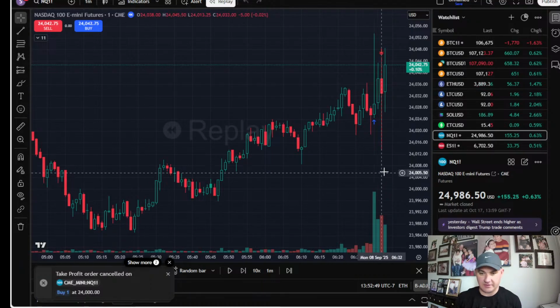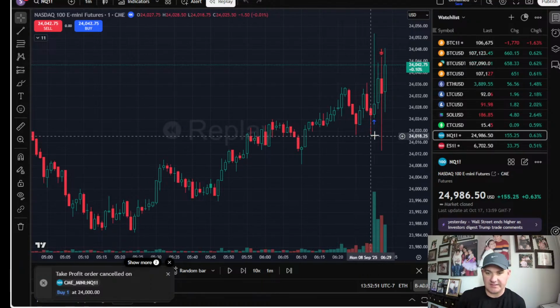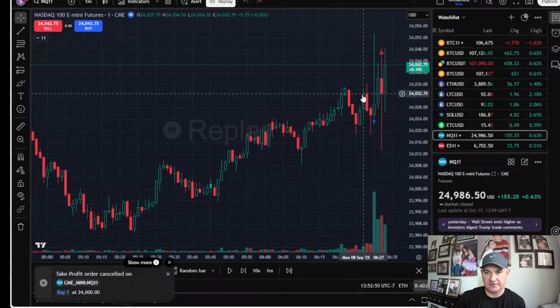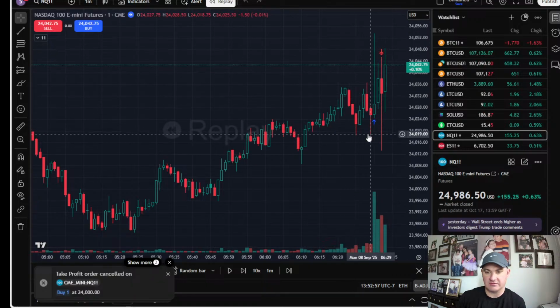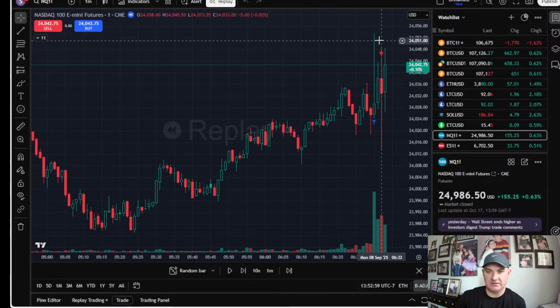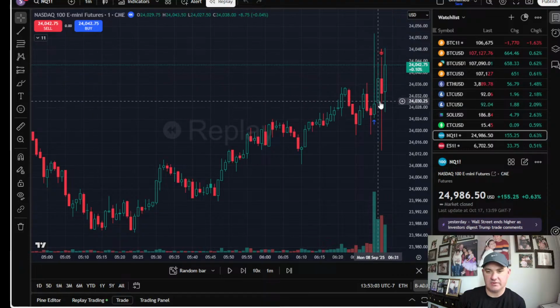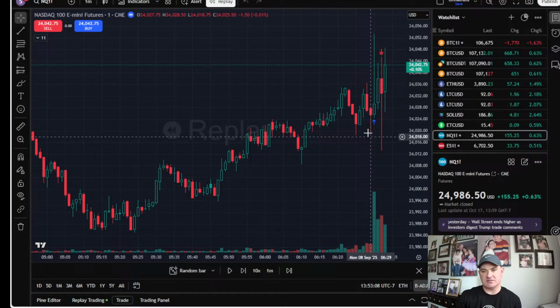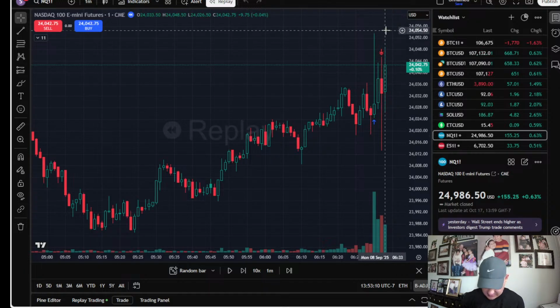Myself, I would have liked to buy right below these lows right here with a target. Honestly, you could have targeted above that high, like it was saying when it was trying to buy this candle. I would have said buy these lows and wait for the push above that.